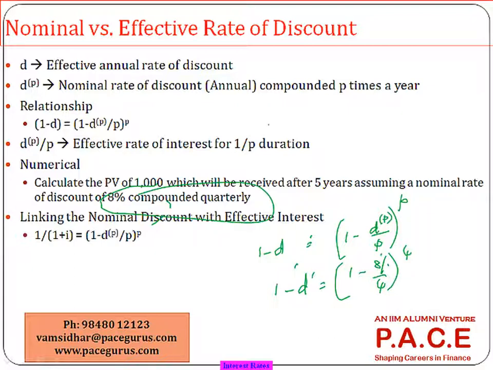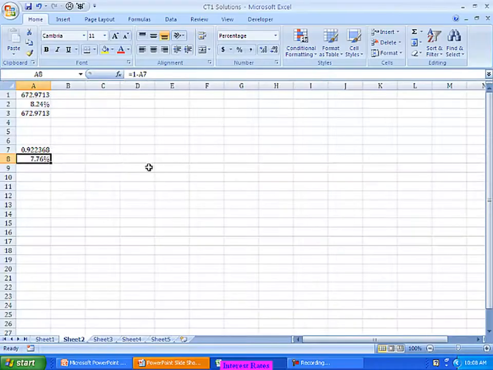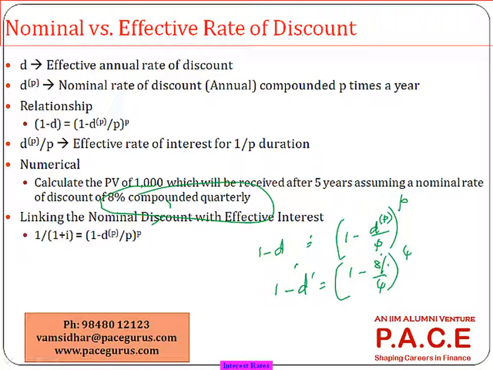Now let's say we got the effective discount rate as something like this. Now if I want to convert this into an effective interest rate, what is the link between the effective discount rate and effective interest rate? We have already seen. V is the linkage. 1 minus D equal to 1 by 1 plus I.